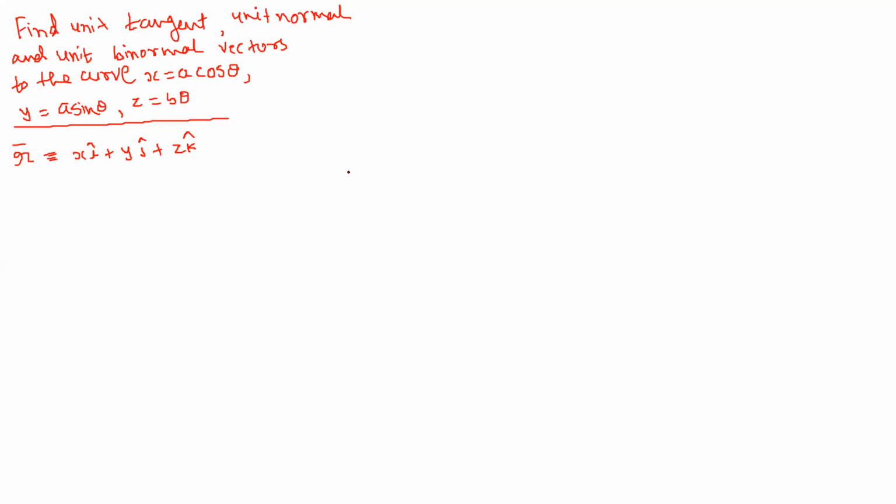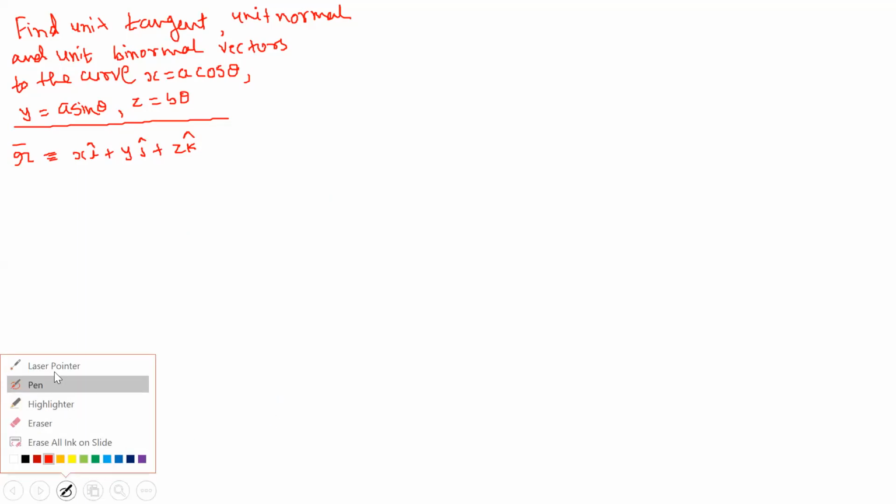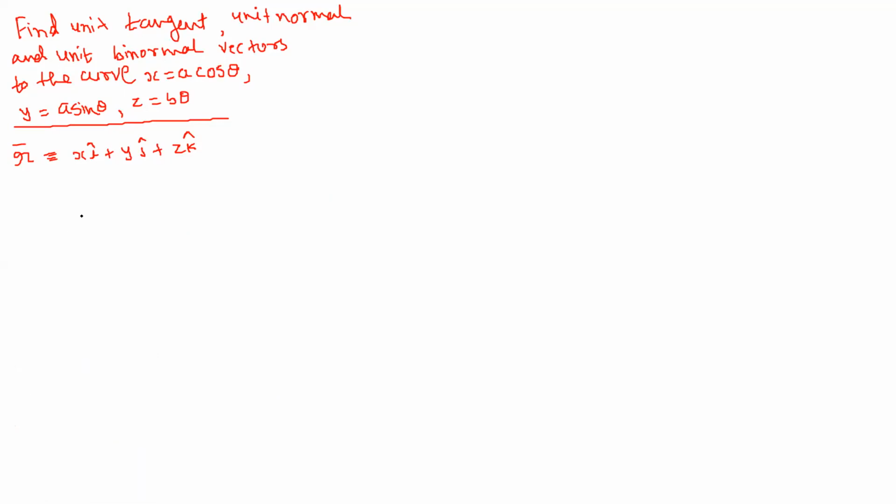Okay. R bar is xi plus yj plus zk. Let us substitute what is x, what is y, and what is z. X is a cos theta, y is a sin theta, and z is given as b theta. So now your R bar is ready.